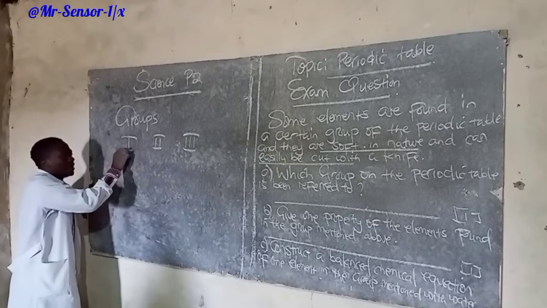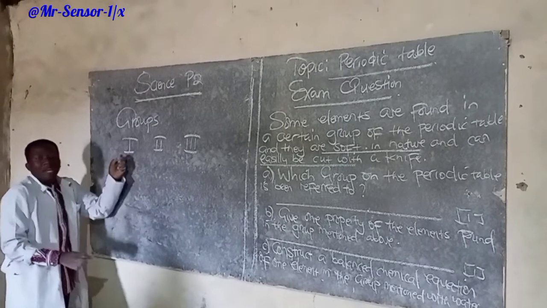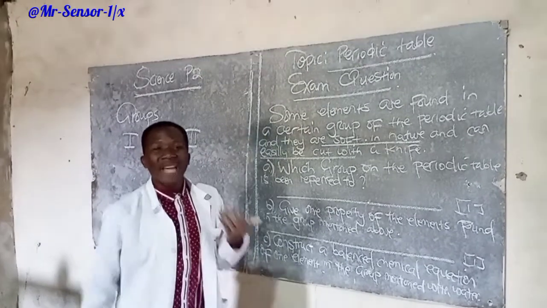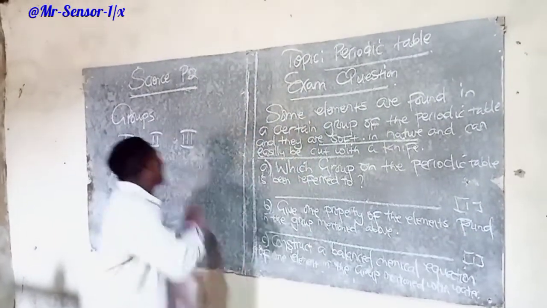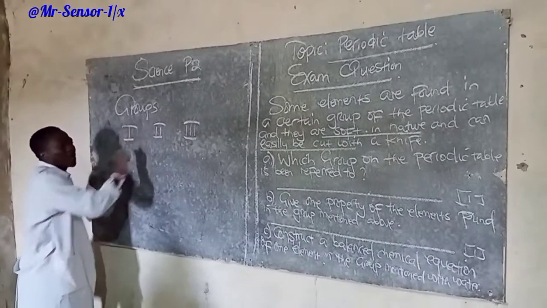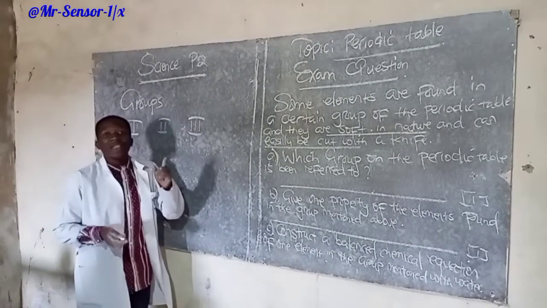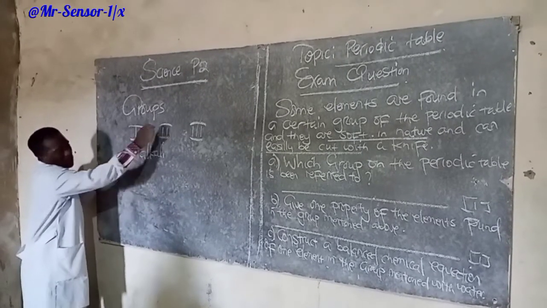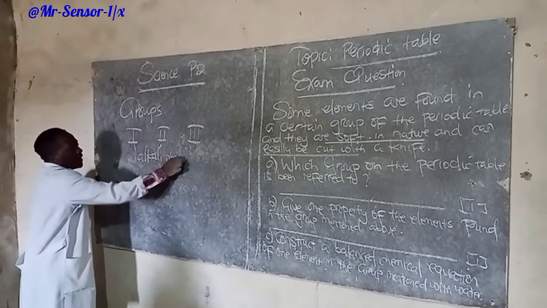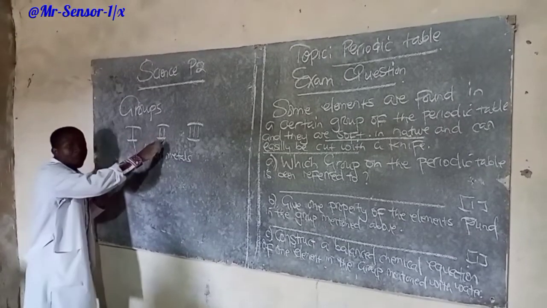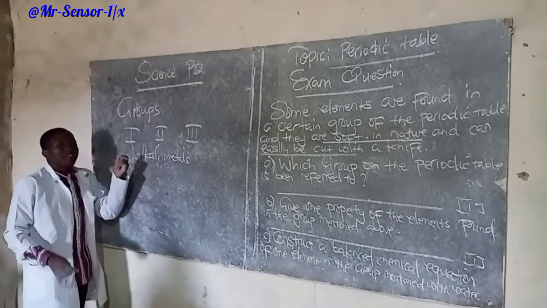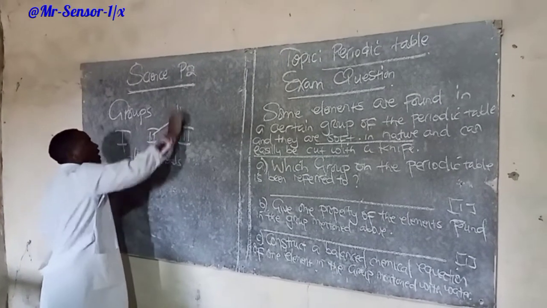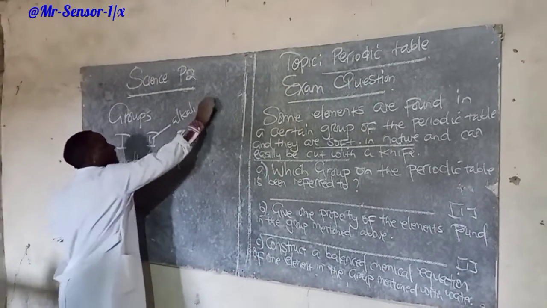Group 1 elements are the types of elements that are soft in nature. And this is because they are called alkali metals. And these elements, being soft in nature, enables them to be easily cut with a knife. So the other name for group 1 elements is alkali metals. Then for group 2, they are also reactive, but less reactive compared to group 1. These are called alkaline earth metals.